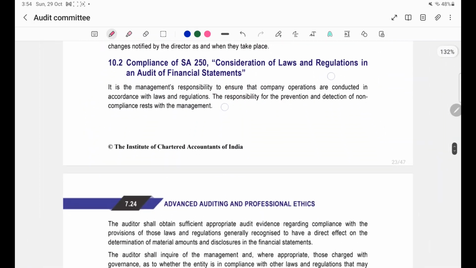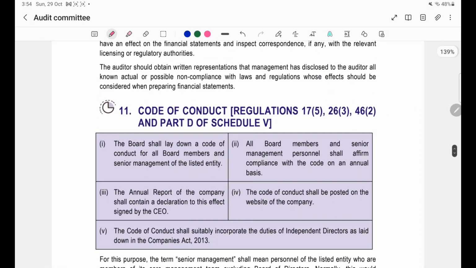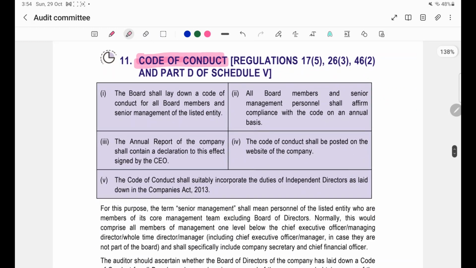Now we come to the next topic, that is code of conduct. In code of conduct, see what is given. The board shall lay down a code of conduct for all board members and senior management of the listed entity. So the board will lay down the code of conduct. Who will lay down the code of conduct? Board. And for whom? For all board members and senior management of the listed entity.